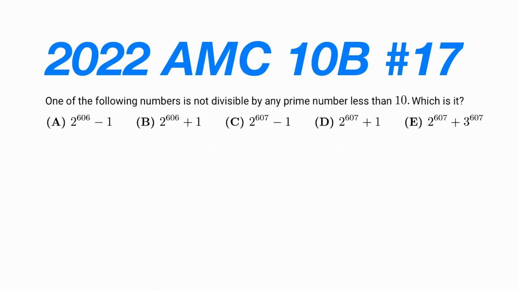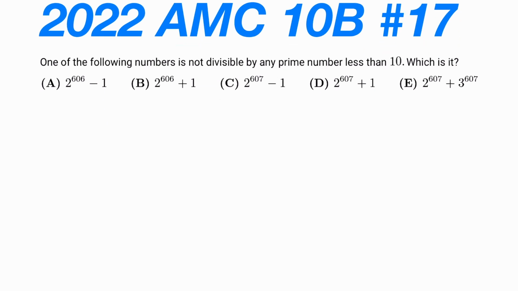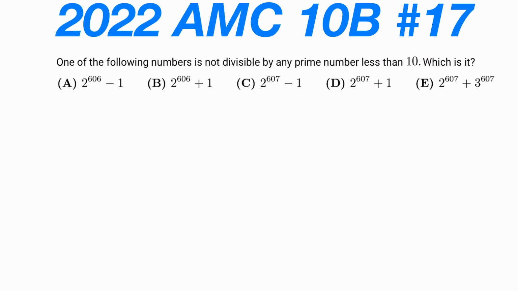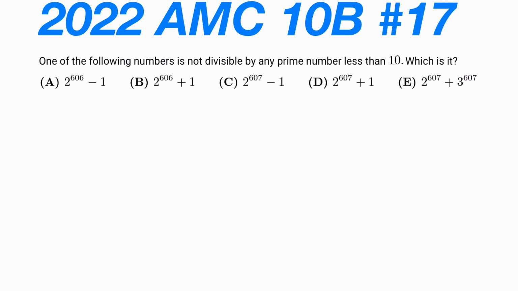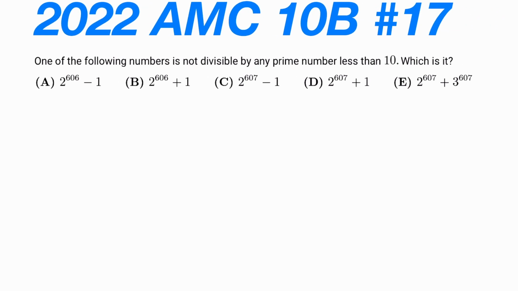In today's episode of Investigation, we'll go over 2022 AMC 10B number 17. So in this problem, it says one of the following numbers is not divisible by any prime number less than 10. Which is it? Okay, so we can take a look at answer choice A. Answer choice A says, 2 to the 606th power minus 1, right?